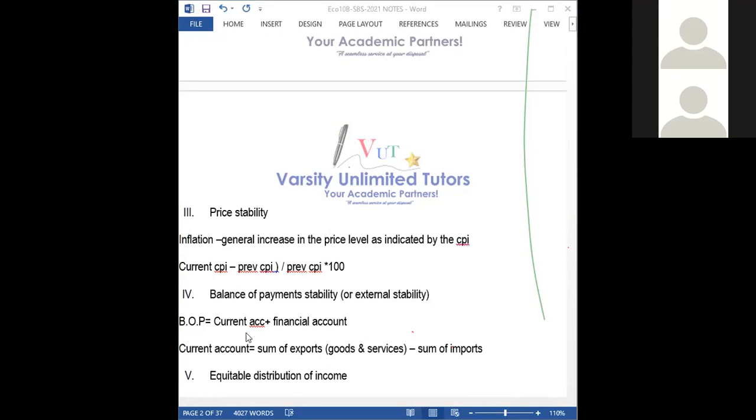So basically the sum of the current account and the financial account would give us the balance of payments, and the balance of payments has to be a positive figure. Whenever it's positive, it means that the economy is exporting more than it is importing. And whenever it is negative, it means that the economy is importing more than it is exporting, and hence it is at an unfavorable position. All right, so basically this is how we can measure the performance of an economy using the balance of payments. And last but not least is the equitable distribution of income and wealth.